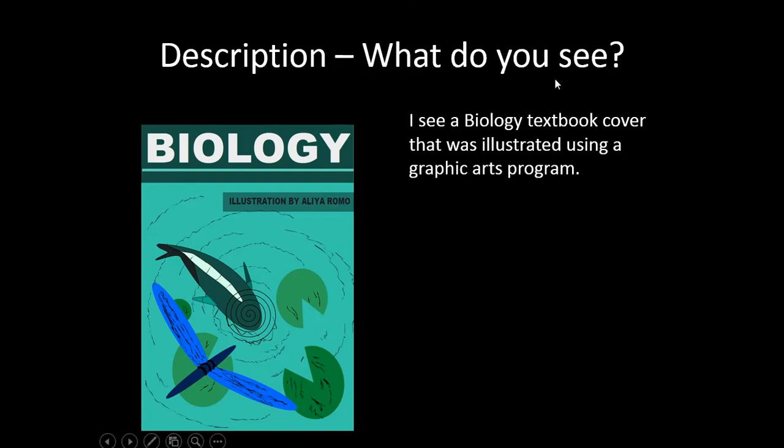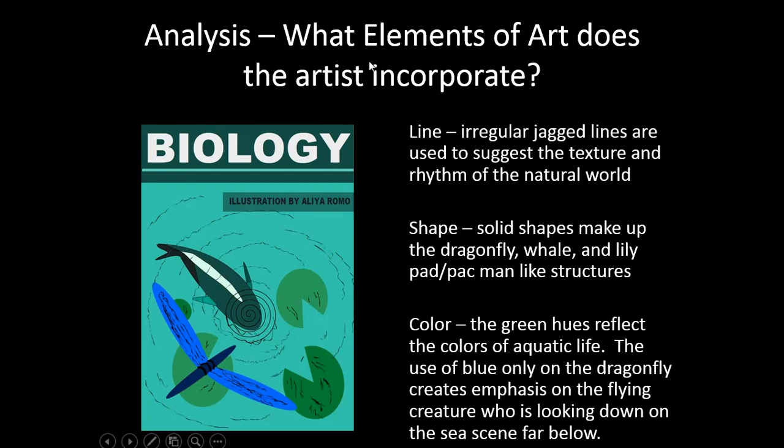So the description aspect, what do you see? I see a biology textbook cover that was illustrated using a graphic arts program. Ding! That's all a description does. Analysis. What elements of art does the artist incorporate? So thinking about those elements. These are just examples. Line. Irregular jagged lines are used to suggest texture and rhythm of the natural world. Shape. Solid shapes make up the dragonfly, the whale, and these lily pad or Pac-Man-like structures, which could be macrophages.